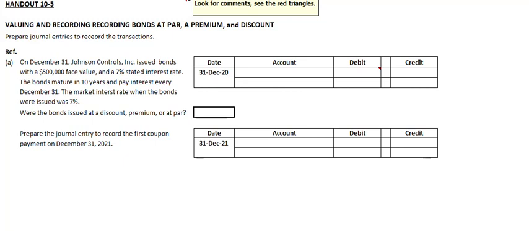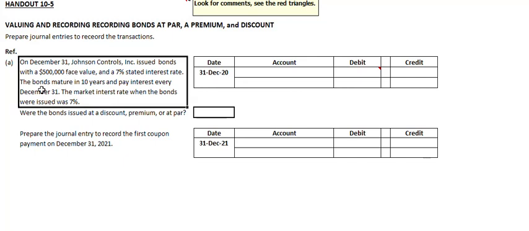In this video, we walk through Handout 10-5, recording and valuing bonds issued at par, premium, and a discount. In scenario A, we're told that Johnson Controls has issued bonds with a $500,000 face value and a 7% stated interest rate. That stated interest rate is how much cash the bonds are going to pay out. The bonds mature in 10 years and pay interest every December 31st.